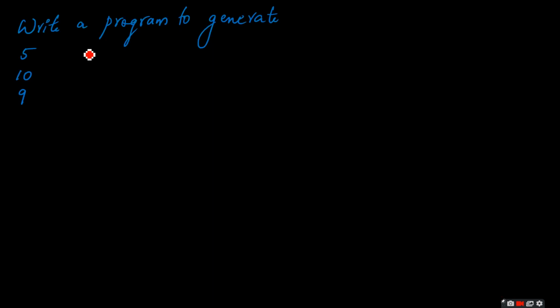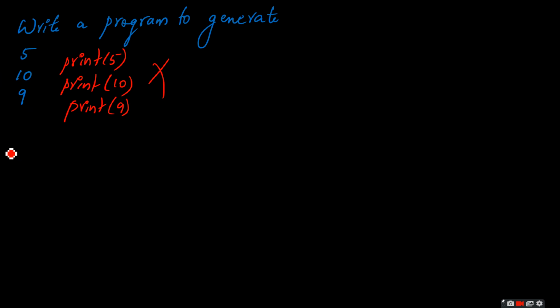Now the next question, write a program to generate 5, 10, 9. Now usually everyone has a tendency to write like this. Print 5, then print 10, print 9. This is wrong. Instead of that, we have to generate this output.